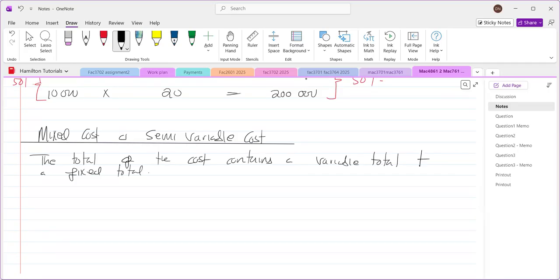Right, you have seen that with your municipal rates. Right, so for example, municipal rates.